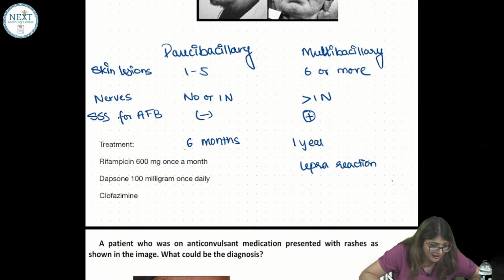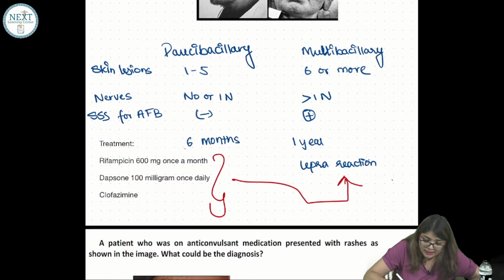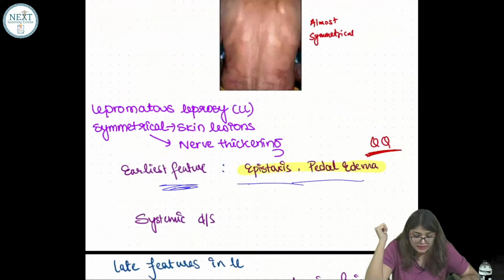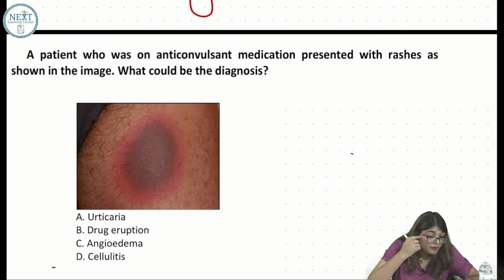Okay, so yeah, very good. So this is for all, this is for multi, and these two are for pauci. Got it? So these are the images of your this thing. Now tell me the answer for this question.